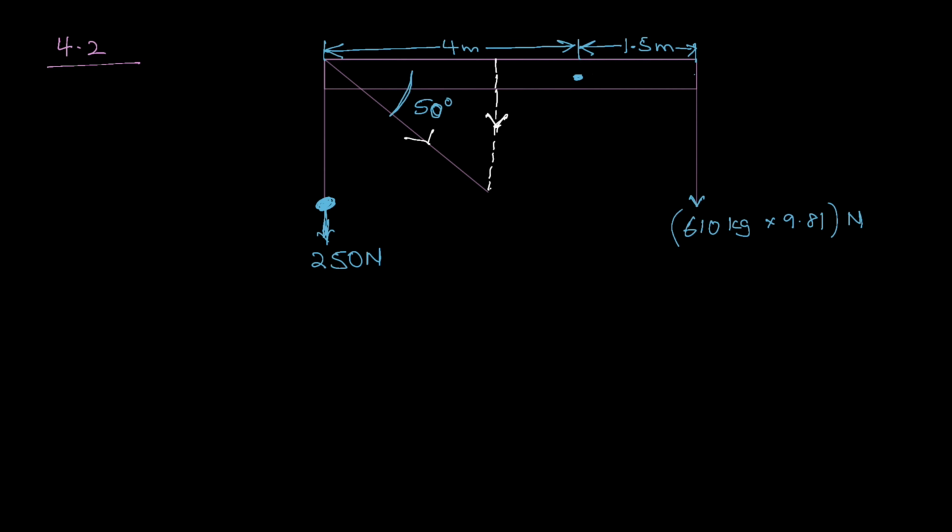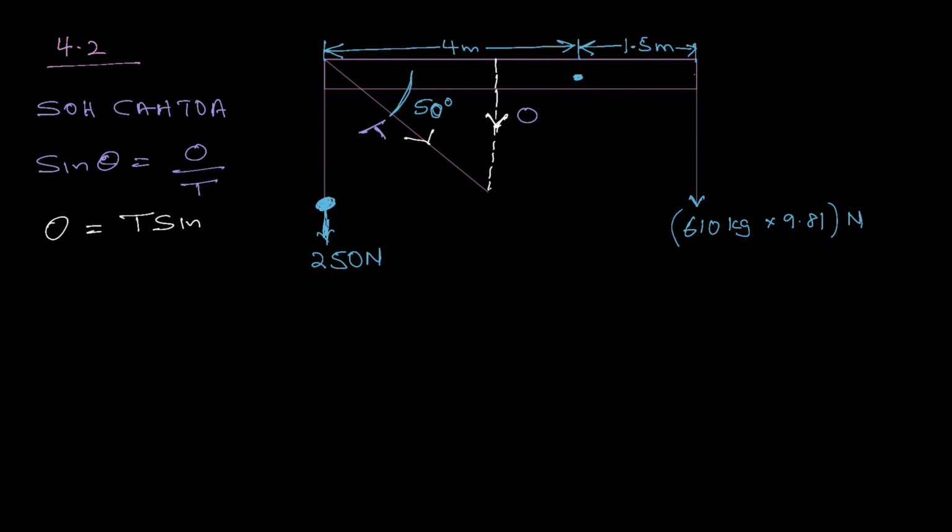Now we can work it out by using SOHCAHTOA. Sine of an angle theta, and this theta is 50, equals the opposite here, and the hypotenuse here is the tension. So we can say opposite over tension. And now we can find the opposite. The opposite will become T sine theta. But theta is 50 degrees, so T sine 50 degrees. So we've got the tension coming down here. So that's the T sine 50 degrees plus 250 newtons.